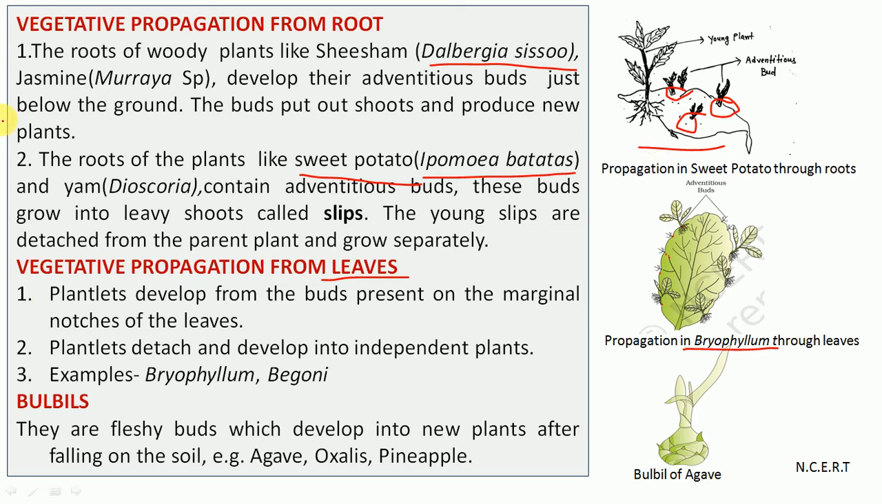Now apart from vegetative propagation from roots and from leaves, one term is here, that is bulbils. Actually bulbils are the modified floral parts of the plant. They are fleshy buds which develop into new plants after falling on the soil. The example is bulbil of Agave.